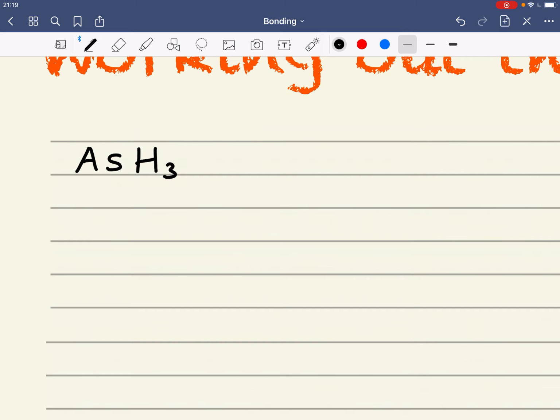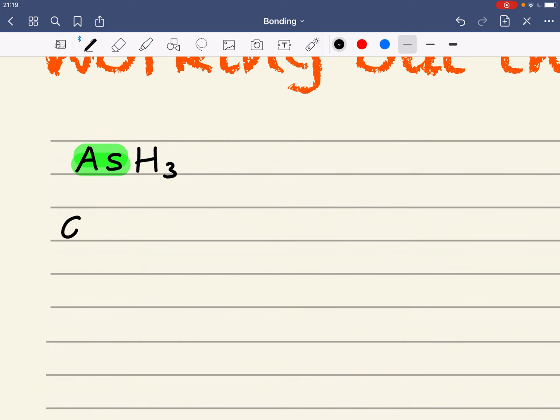AsH3. The first thing we would need to do is identify the central atom, that is where we've only got one of them, and in this case arsenic is my central atom. We identify the group that arsenic is in, which is group 5, and because it's in group 5 it will have 5 electrons available for bonding. Of those 5 electrons, we need to think how many of them are involved in forming bonding pairs. And that is equal to the number of atoms attached to this central atom. So this number here would give me the number of bonding pairs of electrons.